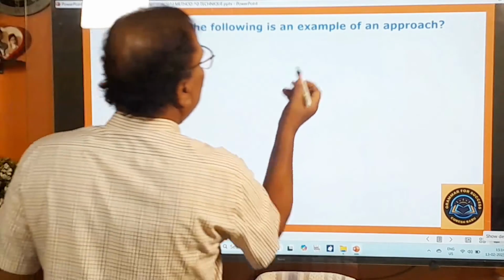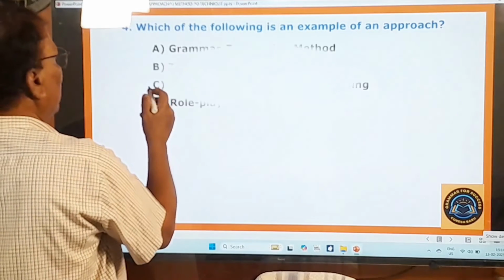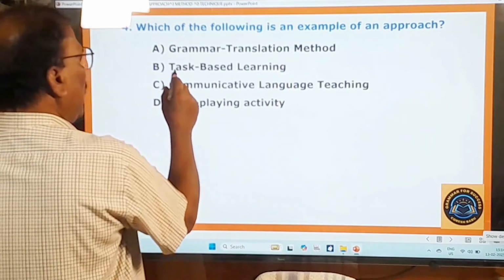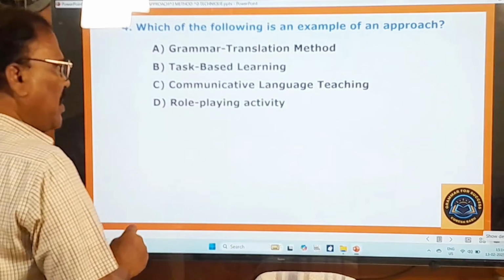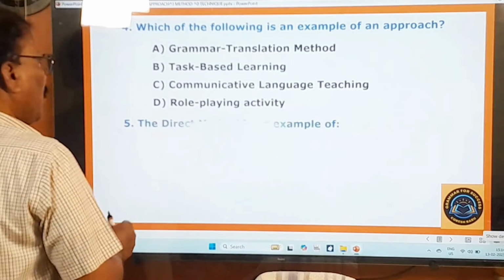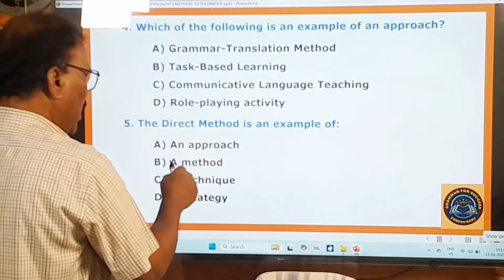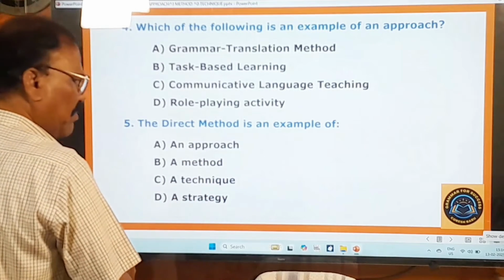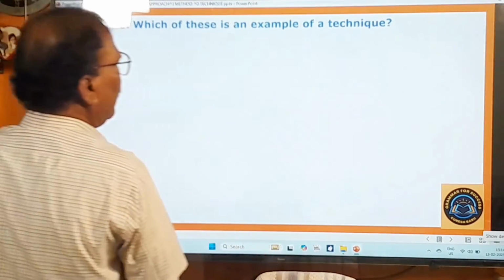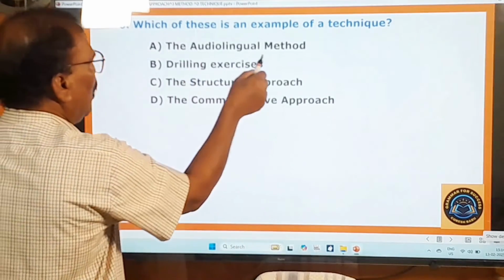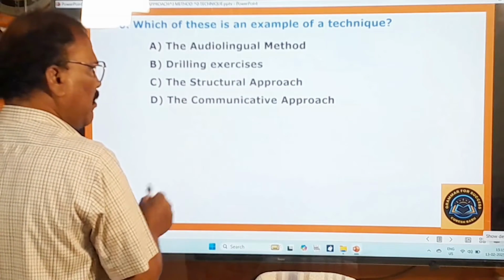Which of the following is an example of an approach? Grammar translation method, task-based learning, communicative language teaching, role-playing activity. Fifth question. The direct method is an example of an approach, a method, a technique, a strategy. Sixth question. Which of these is an example of a technique? The audiolingual method, drilling exercises, the structural approach, the communicative approach.